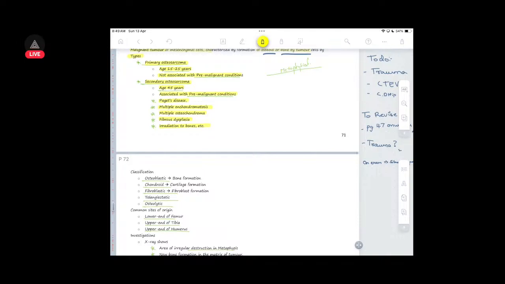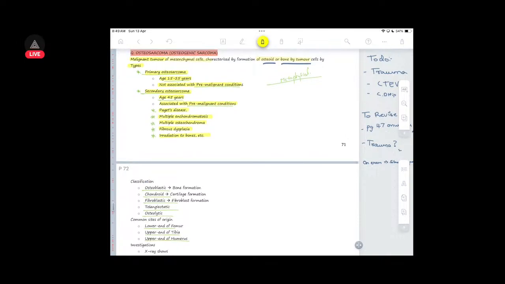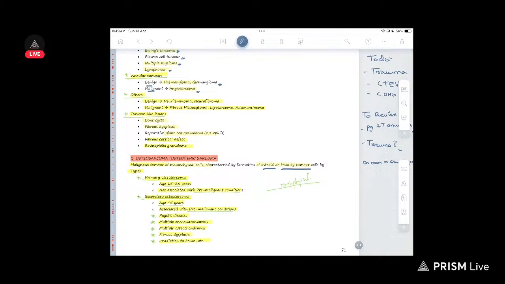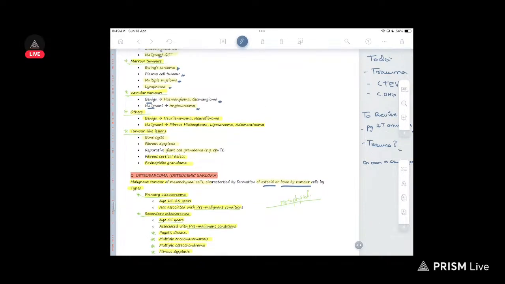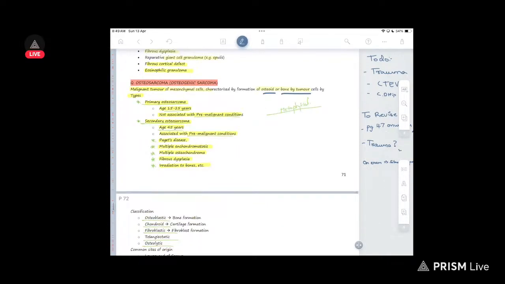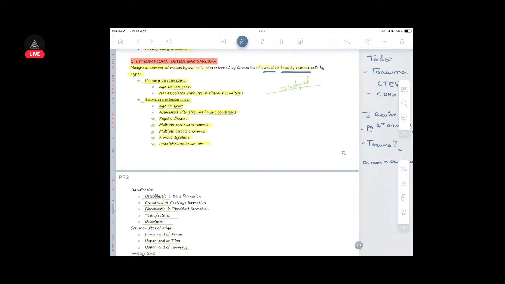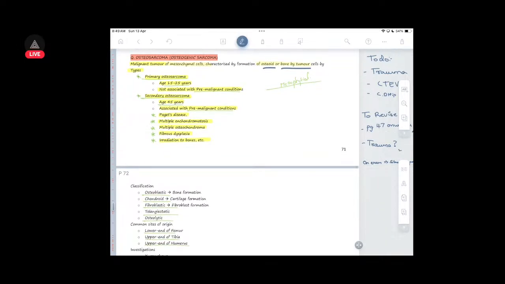Irradiation to the bone, fibrous dysplasia, multiple osteosarcoma, osteochondroma, multiple enchondromatosis, Paget's disease, all of them are secondary osteosarcoma, which is malignant. Multiple enchondromatosis and osteochondroma, which are benign lesions, will become malignant osteosarcoma. Fibrous dysplasia, of course, and irradiation to the bones are associated with pre-malignant conditions. In secondary, pre-malignant conditions will be there, but in primary it's not there because it is very early, you can see.